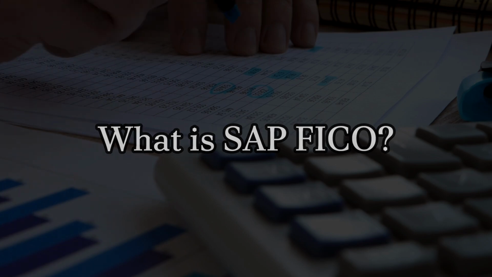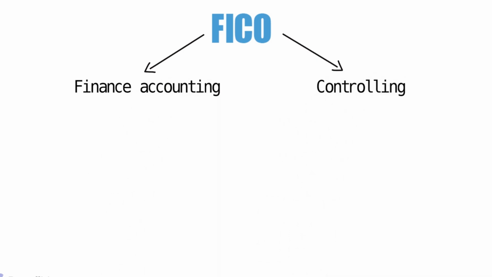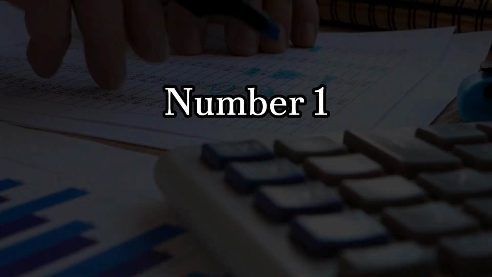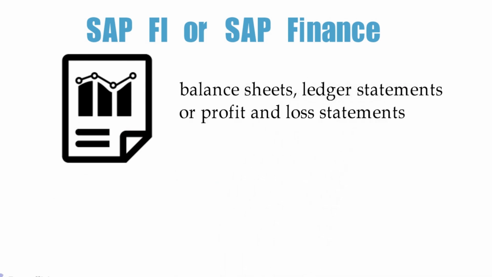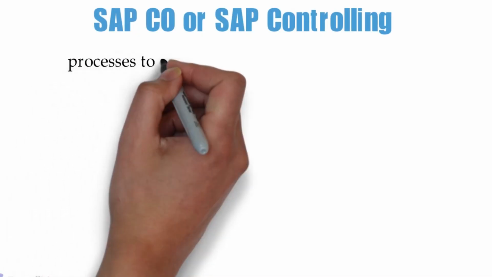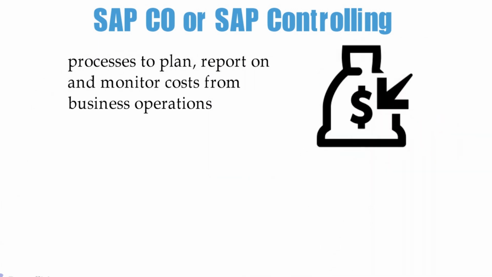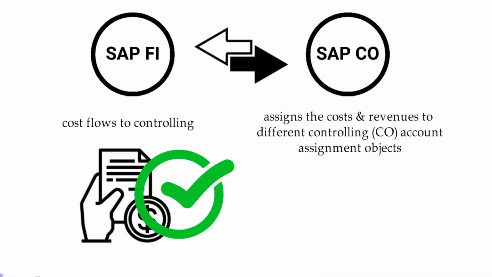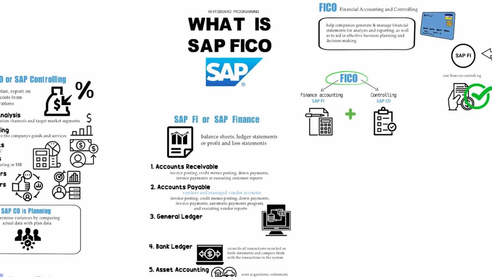What is SAP FICO? SAP FICO is short for Financial Accounting (FI) and Controlling (CO), and together, these two modules form the backbone of financial management in SAP. Number 1. FI, Financial Accounting. This module focuses on external financial reporting, such as balance sheets, profit and loss statements, and compliance with legal requirements. Number 2. CO, Controlling. CO is more internally focused. It deals with tracking and planning costs, managing budgets, and analyzing profitability within an organization. In simpler terms, SAP FICO helps companies streamline their financial operations, maintain accurate data, and meet reporting standards.